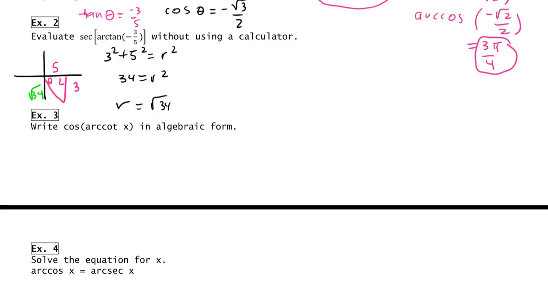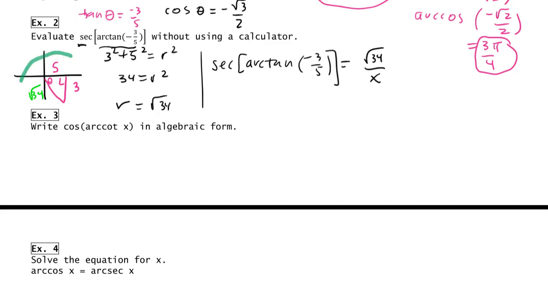So now I can find the secant. So now I can say the secant of arctangent of negative 3/5 is, remember we saw up above, it was r over x, so square root of 34 over x. So why this was kind of cool is we were able to find the secant of some angle, but we never knew what that angle was, and we really didn't care because we could use the picture. Okay, going on to the next one.